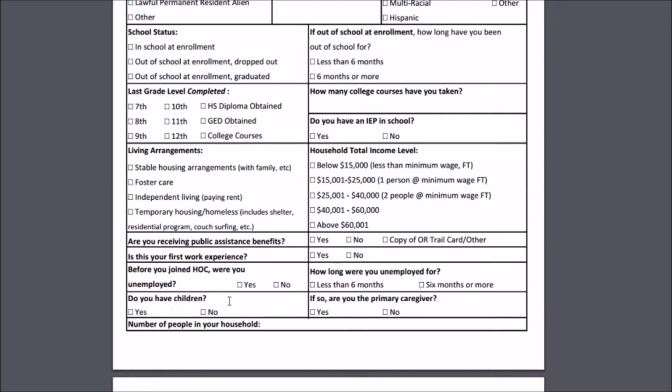Do you have children? Yes or no? If so, are you the primary caregiver? Yes or no? And this little box at the bottom is one that people often don't see. The number of people in your household, so go ahead and put that in there. If you are living at home with your parents and let's say 3 sisters and brothers, then you're going to have a 6 there. 2 parents, 4 kids.